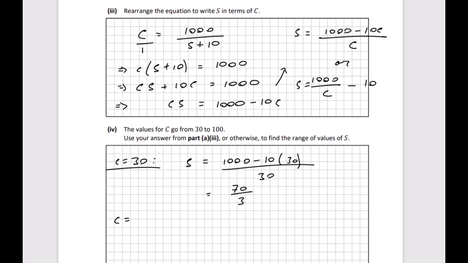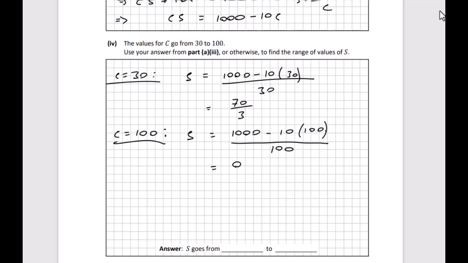Let's take C is equal to 100. That gives us S is equal to 1000 minus 10 times 100, which is 1000. So we'll get 0 on the top. So that means we're going to end up with 0. 0 on top of a fraction will just give you 0. So what does it say? Find the range. So it goes from 70 over 3 to 0.